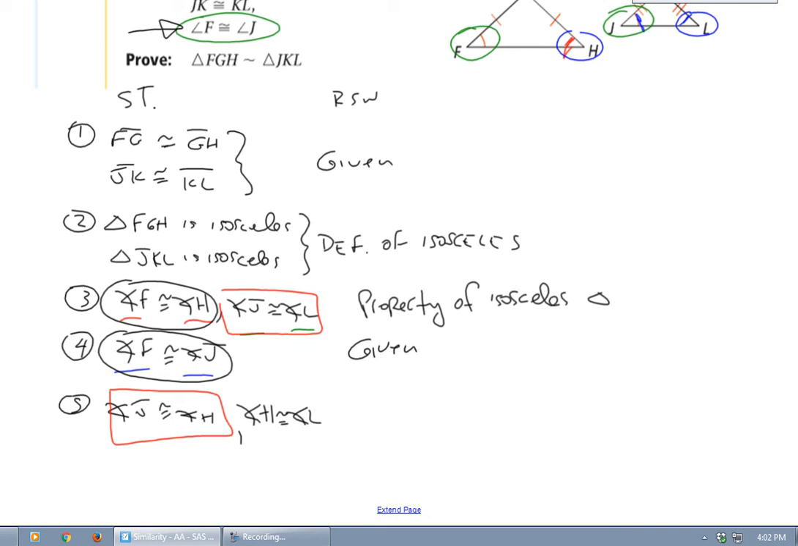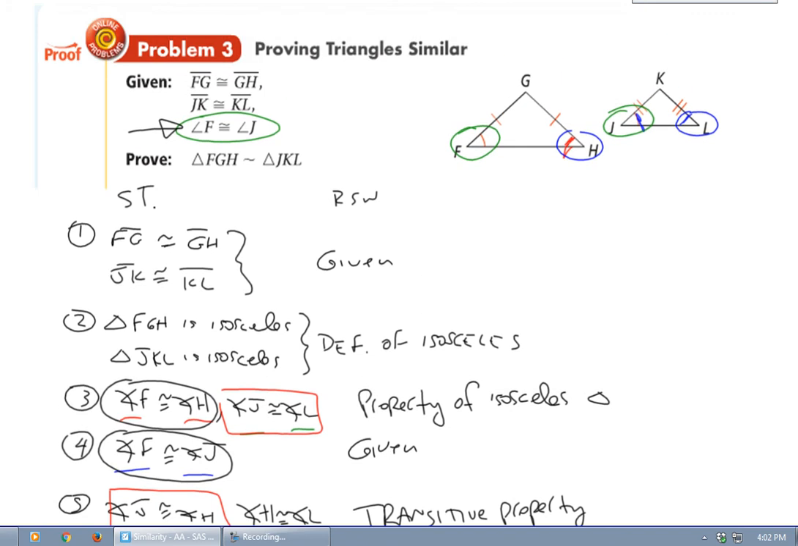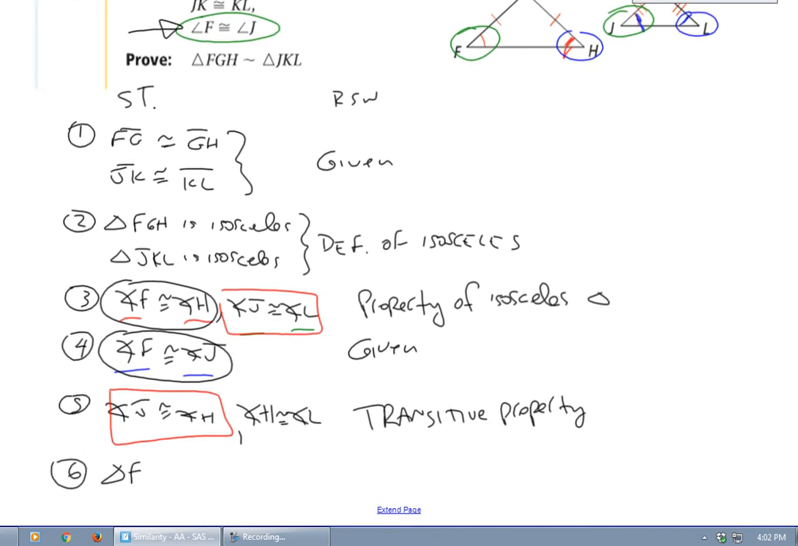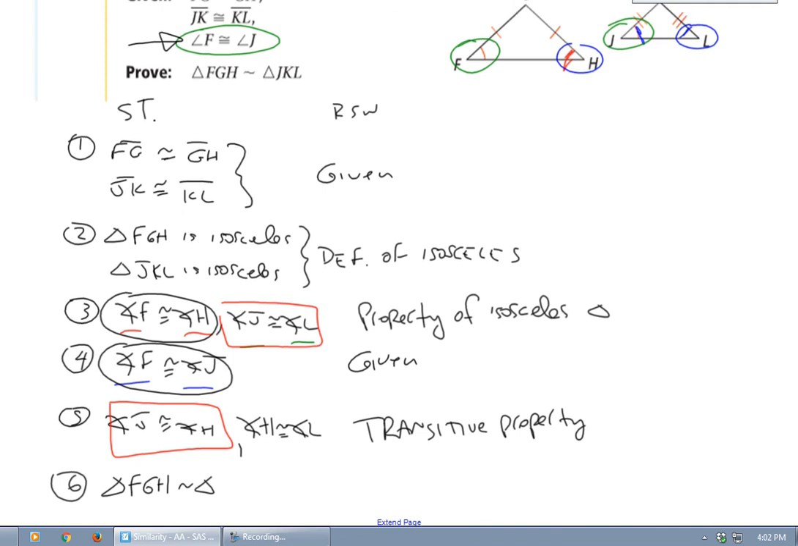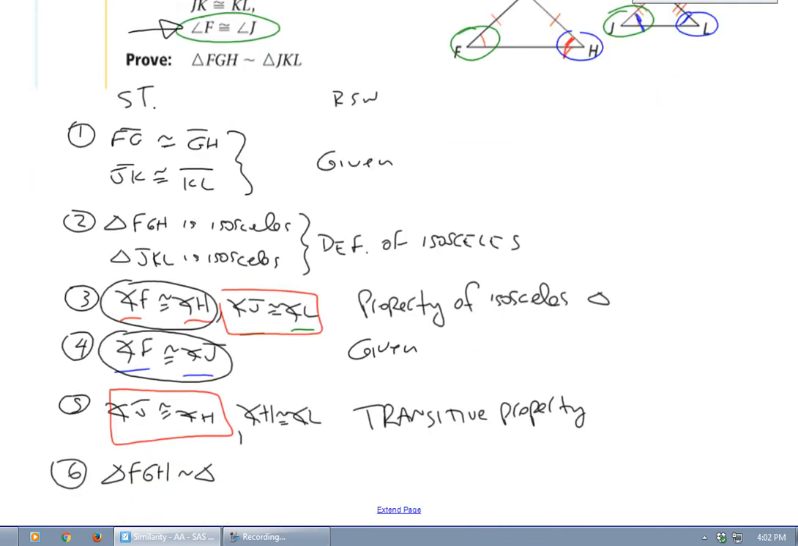The reason for this is going to be the transitive property. If you want to use substitution, that is perfectly fine. I like transitive property better. Well, here's the deal. If H is equal to L, and I know that F is equal to J, that is what's given to me, then the sixth and final statement can be triangle FGH is similar to triangle JKL, because of the angle-angle similarity postulate. And there you have it.